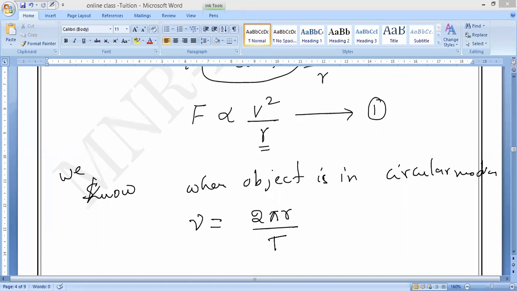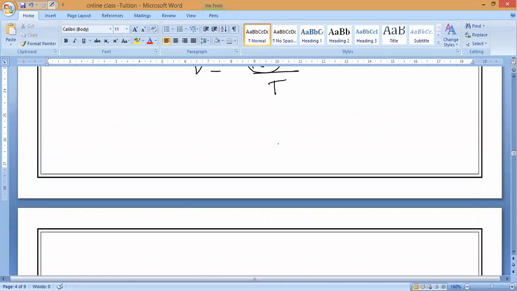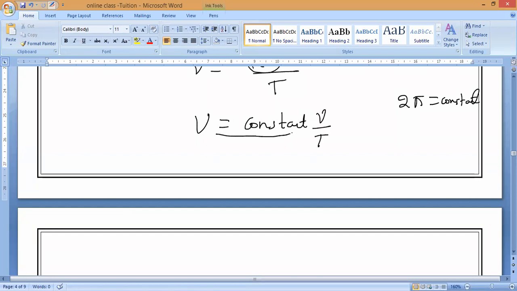So v is equal to what, guys? V is equal to 2 pi r by time. Here something is constant. In this equation, something is constant. What is that? 2 pi. Pi is constant. So 2 pi is equal to constant. Now, with the proportionality constant, how can I write it?